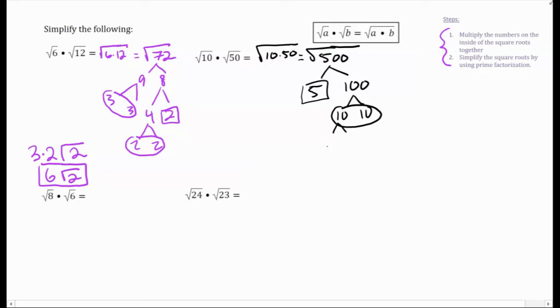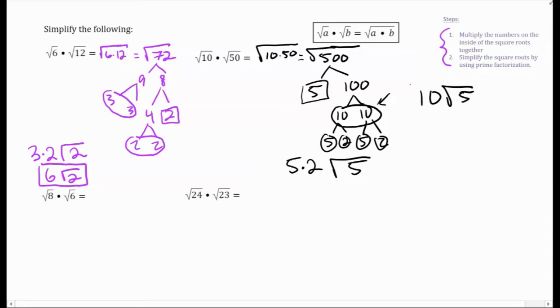Or if you feel more comfortable breaking it down into the prime numbers, we get 5 and 2, 5 and 2, common 5s, common 2s. What I pull out is 5 times 2 on the outside because those are what I paired up, left with 5 on the inside. So I end up with my final answer, which again I got right here, 10 on the outside, 5 left over on the inside.